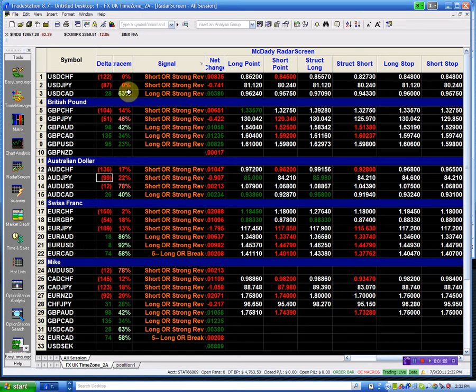The dollar pairs, the dollar yen and the dollar Swiss, are pretty much at the low of the day. The pound Swiss is close to the low of the day. The Aussie Swiss is close to the low of the day. The Euro Swiss is right, like the dollar, at the low of the day, and you can see a 160 pip move in the Euro Swiss to the downside. And therefore we need to be looking at these pairs.